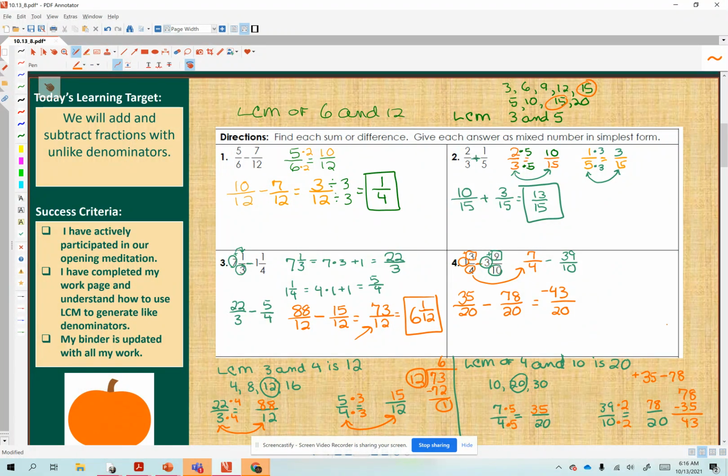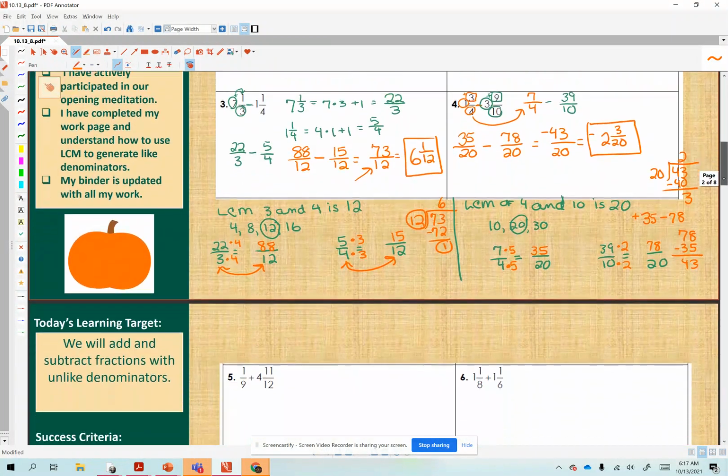Now we have here a numerator that is greater than the denominator. So what we will do is divide 43. Don't forget our answer will be negative. So 2 times 20 is 40 with 3 left over. So negative 43/20 is equivalent to a mixed number of negative 2 and 3/20. So let's move on to the next page.